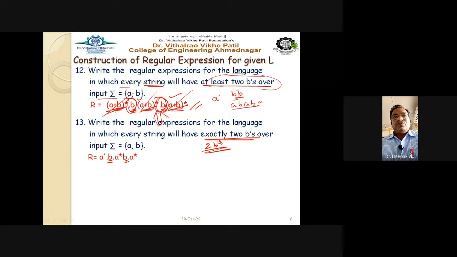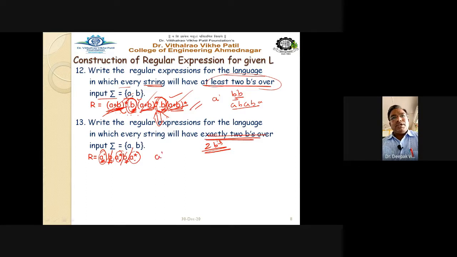In this case, what happens? With minimum 2B, the number of B is minimum 2, and it can be more, any number, because here (A+B)*, you can have B, B, B, triple B, 4 times B, 5 times B, it is possible. But in this case, you have A* dot B dot A* dot B dot A*. A* means here 0 or more occurrences of A. Here also 0, 1 or more occurrences of A. Here also 0 or more occurrences of A is possible. But B's are only 2 here. So B's are 2 as per the given problem. So exactly 2B.